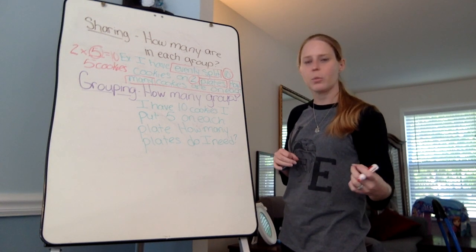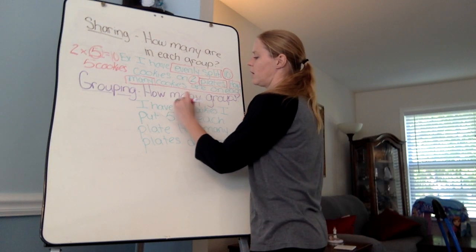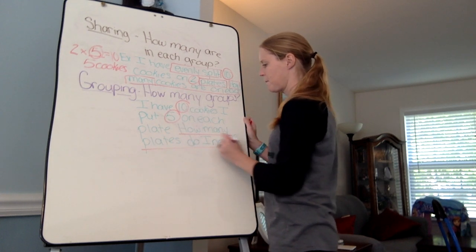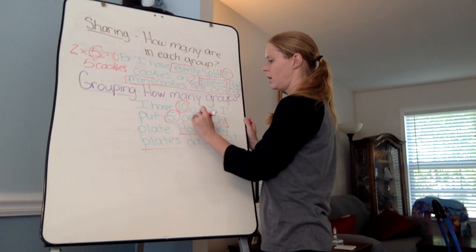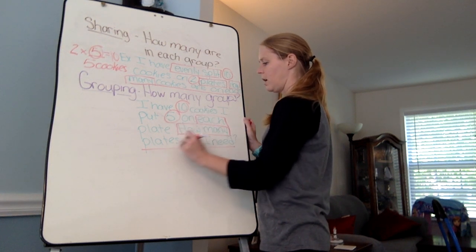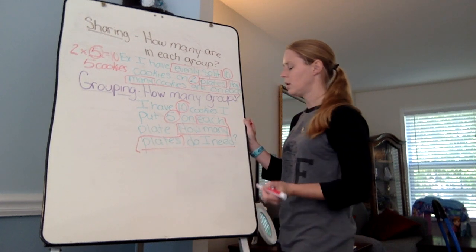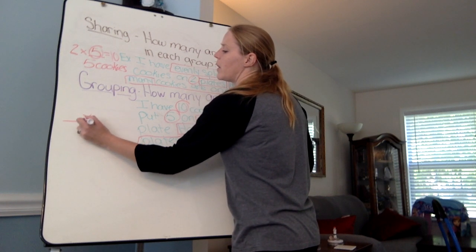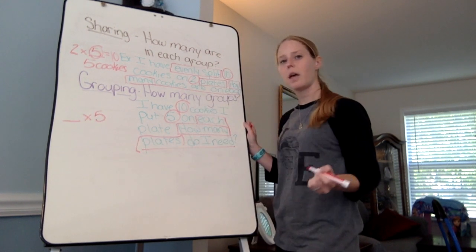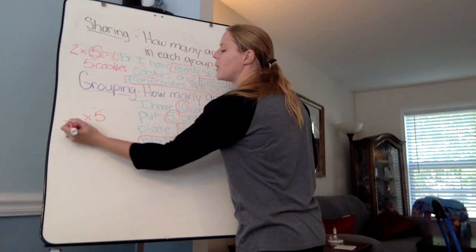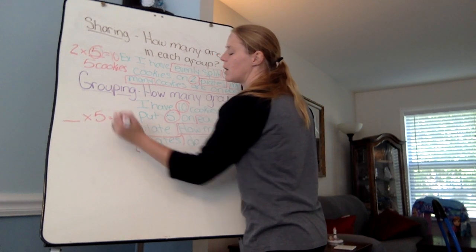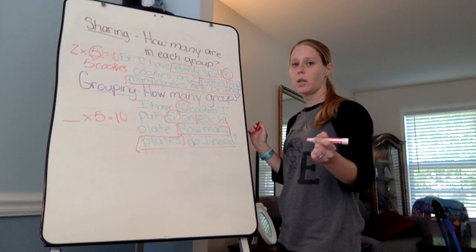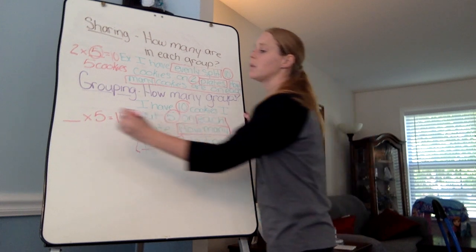I know how many go in the group because I have 10 cookies, 5 on each plate. So I'm boxing that word each. How many, and I'll box plates. So in this case, I don't know how many groups I have, but I know that 5 go inside that group. Something times 5 equals 10. Well, if we look at our fact family, we know that we can use commutative property to figure out that this would be a 2.